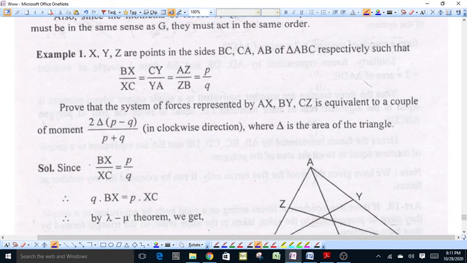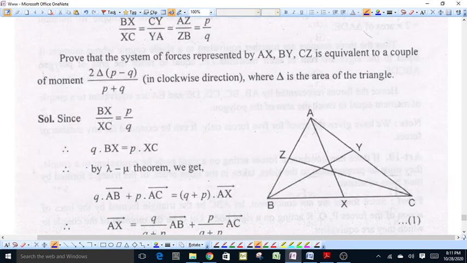See this example. Suppose X, Y, Z are points on the sides BC, CA, AB of a triangle ABC respectively, such that BX upon XC is equal to CY upon YA is equal to AZ upon ZB is equal to P upon Q. Then prove that the system of forces represented by AX, BY, CZ is equivalent to a couple of moment 2 delta into (P minus Q) upon (P plus Q) in the clockwise direction, where delta is the area of the triangle.